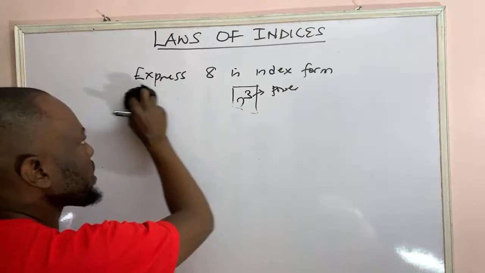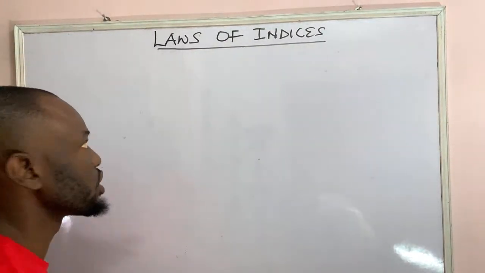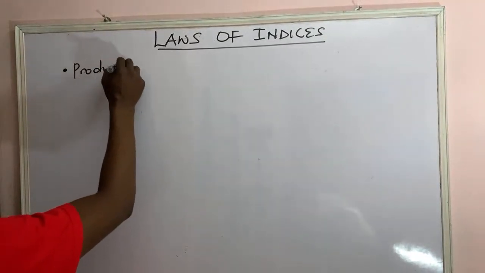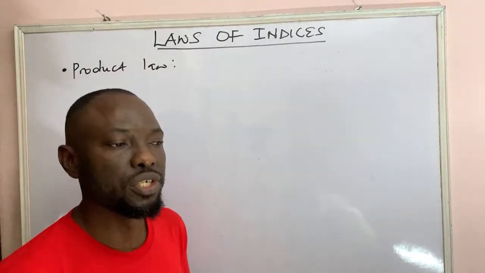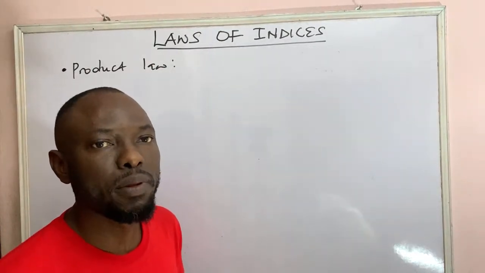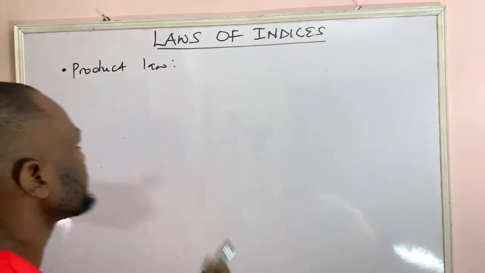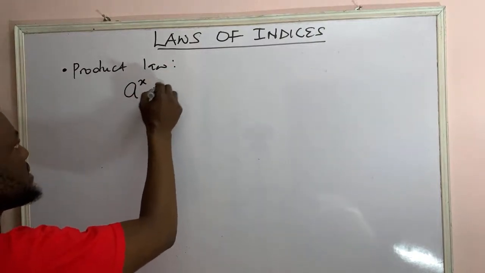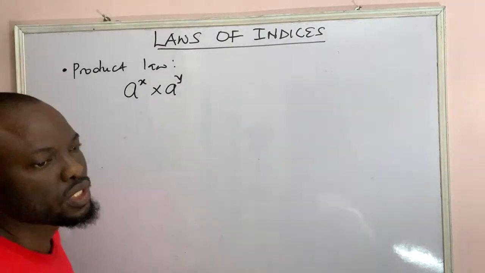All right, now we are going to start with the product law. So number one, we're going to talk about the product law. Now, product simply means multiplication. So when I'm looking for the product of two index forms, for instance, a to the power of x times a to the power of y, this is product.